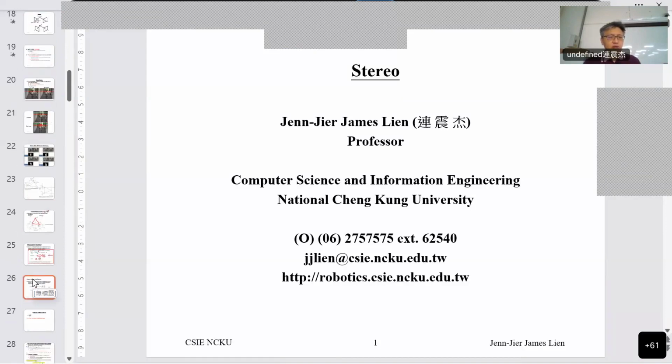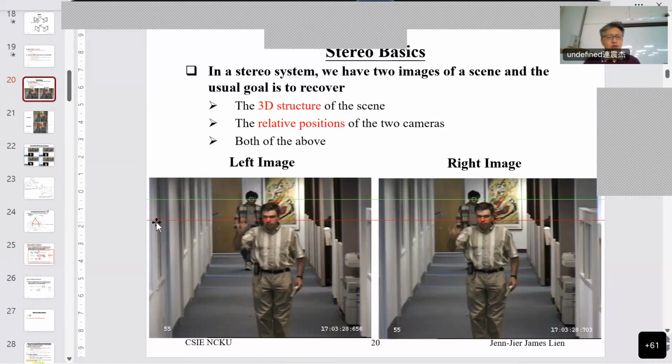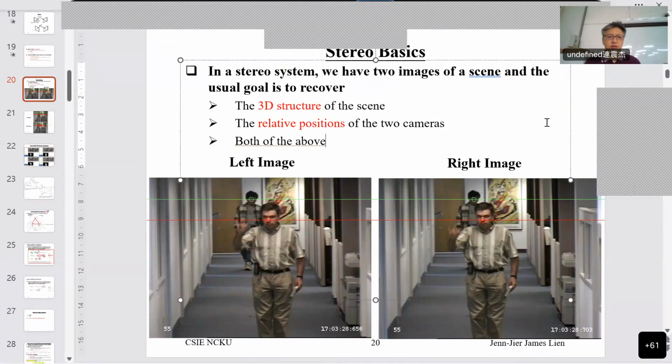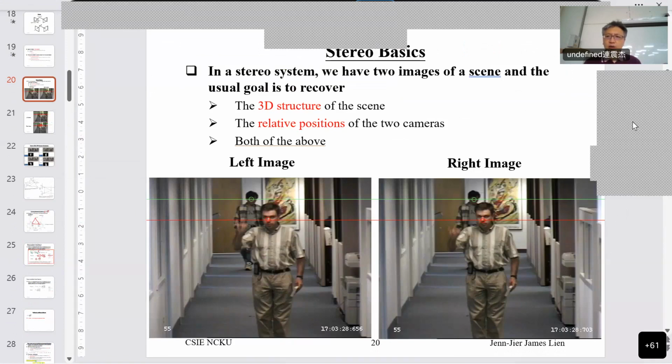For stereo, the important thing is, first of all, we have what we call the reference image or left image, and the right side image. And how can we find the corresponding point? That's stereo. So first of all, how can we find this line and the corresponding line? Actually, this is called the epipolar line. So we can use the epipole.